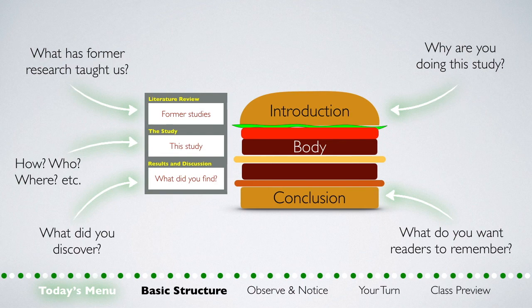I'm still going to use the hamburger to explain this because it's an easy way. In academic writing, you still need an introduction. In the introduction, you still have background information, but you want to focus this on the reasons why you are doing this study. In the thesis statement, you should explain the main purpose of the study as always. Then, in the body, we have the literature review, which explains what former studies have taught us. Then, we have an explanation of the current study.